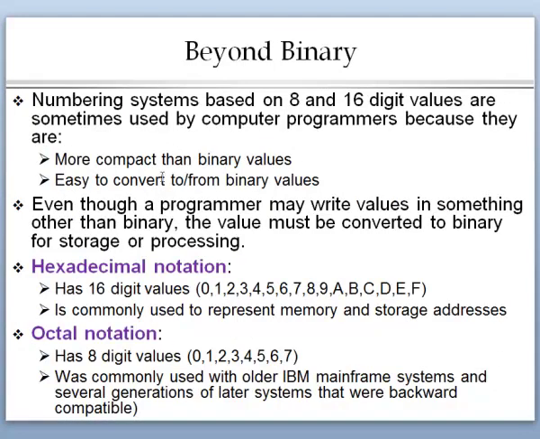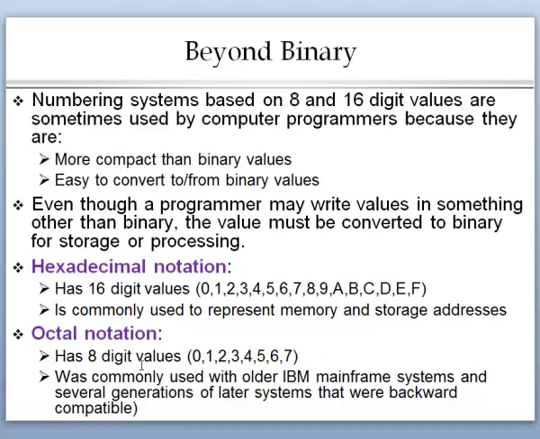Okay, so what numbering systems might we use besides binary and decimal? Well, when we get into really big numbers like memory addresses, even decimal becomes kind of long to deal with. So, for example, 4 billion is 10 digits. 4 trillion, quite a few more. And when humans have to deal with values that have that many digits in them, they tend to make a lot of mistakes.